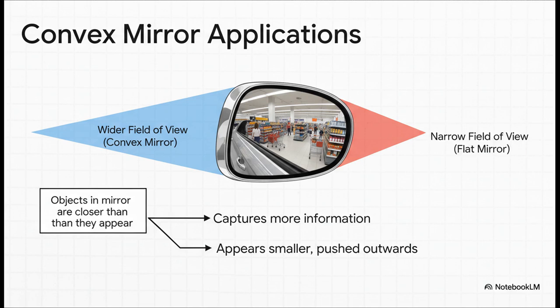On the other hand, convex mirrors are for when you need to see more of the world at once. You sacrifice size for a panoramic view. That's why they're on your car and in stores for security. And that warning, objects in mirror are closer than they appear? It's there because the mirror makes things look smaller, and our brains are wired to think that smaller means farther away. It's a built-in optical illusion.